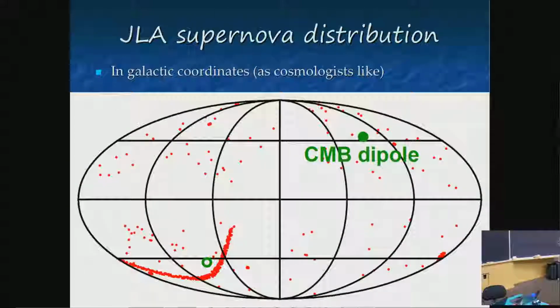So let's just take a look at how the supernovae are distributed in the sky. I do CMB stuff, so I like these plots. This is in galactic coordinates, with the galactic plane in the center. This is the CMB dipole. And this, you probably know, is Stripe 82, the SDSS supernovae all there. And that's the supernovae we have nowadays. So the sky is not very well covered.